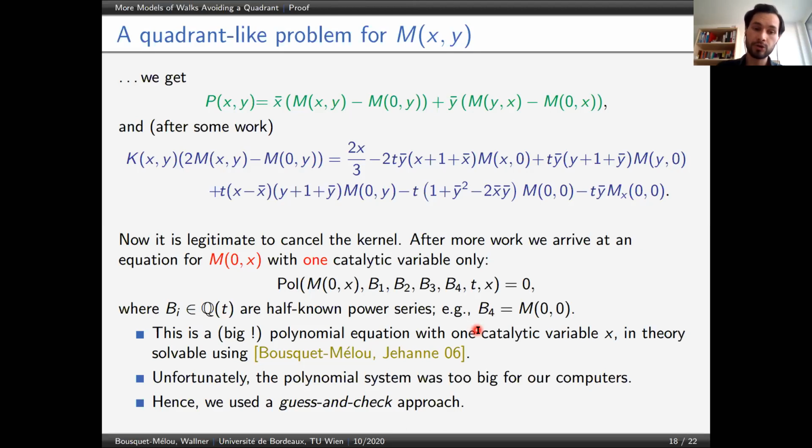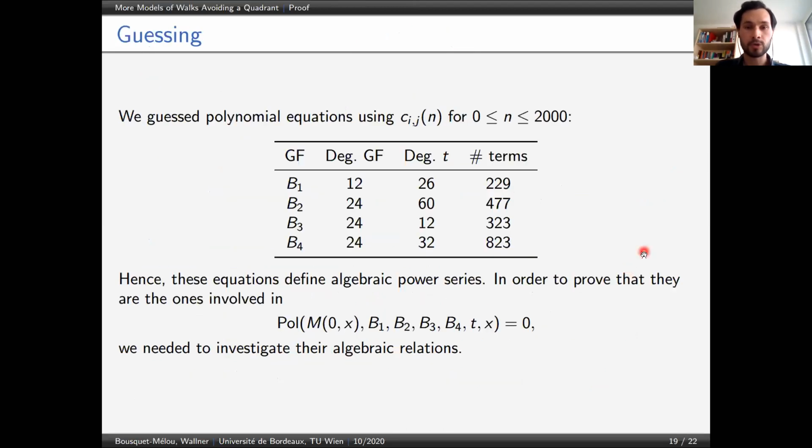So how we continued, we used the guess and check approach to get equations for these Bi. From the first 2000 terms of the linear recurrence for Cij, we were able to guess algebraic equations for the Bi: an algebraic equation of degree 12 for B1 and of degree 24 for B2. Then with these algebraic equations, we needed to come back and prove that they are actually our algebraic equation from this polynomial equation here.